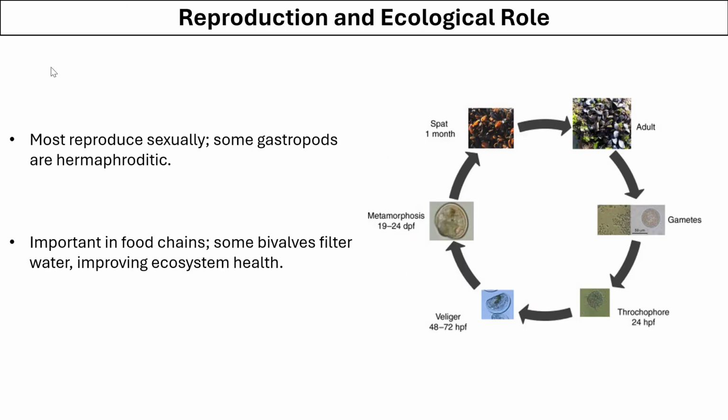Mollusks mostly reproduce by sexual reproduction, and the gastropods are hermaphrodites. That means the same body consists of both male and female reproductive organs. They are an important source of food. Many people eat mollusks, and because of filter feeding, they clean up the water around them. They remove the debris, improving the health of the ecosystem.